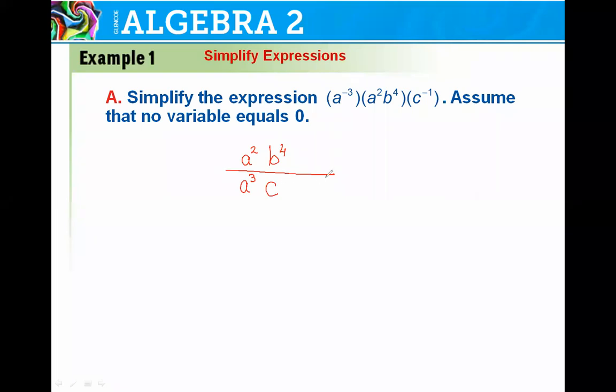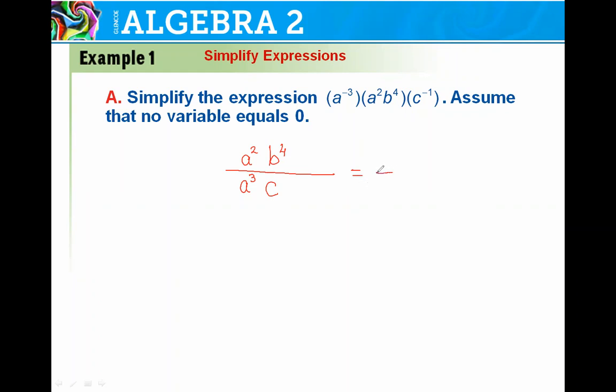The second step, I'll simplify because I have a in our answer. So I have a here and a here to divide. When we divide, we subtract the powers. 2 minus 3 is negative 1, so it goes up.